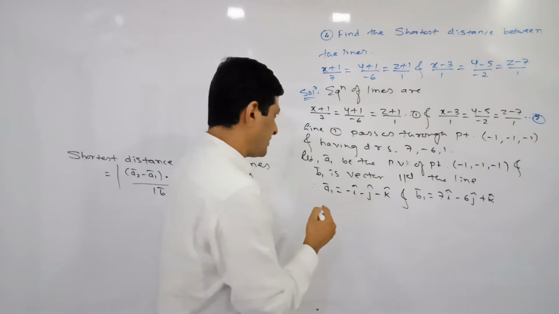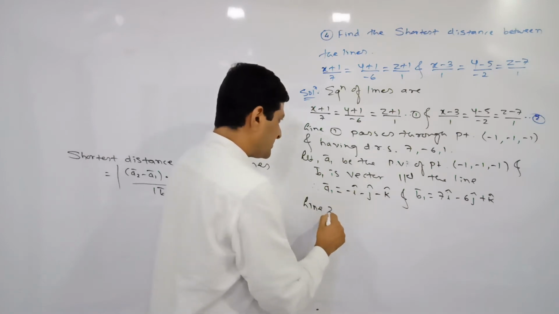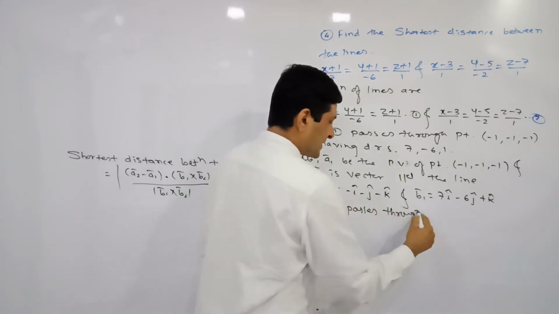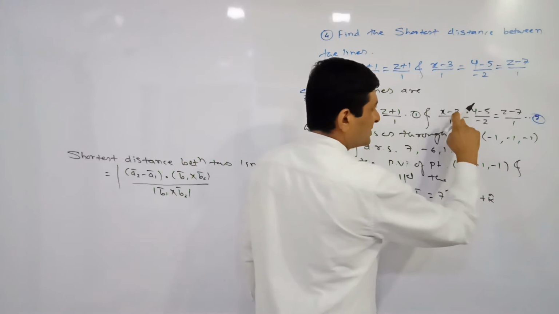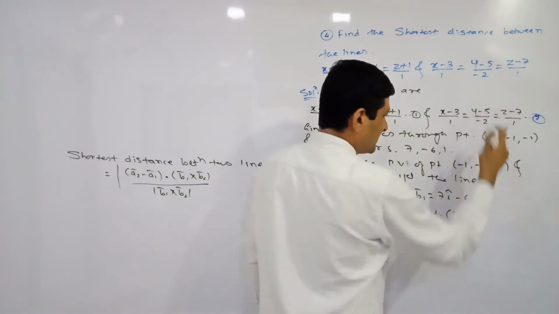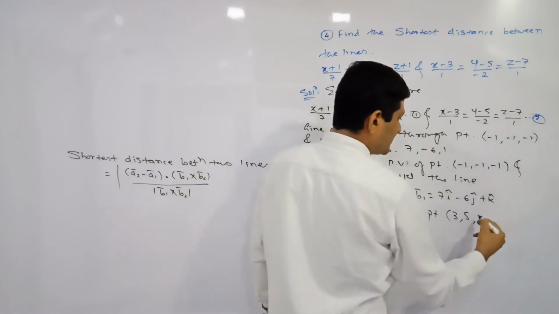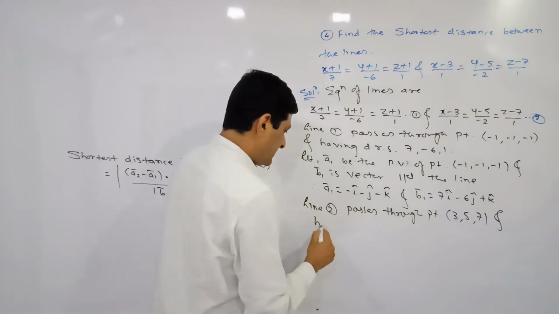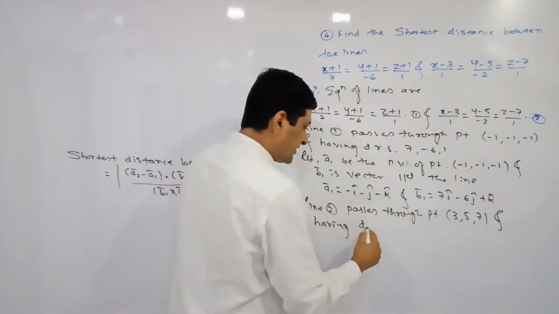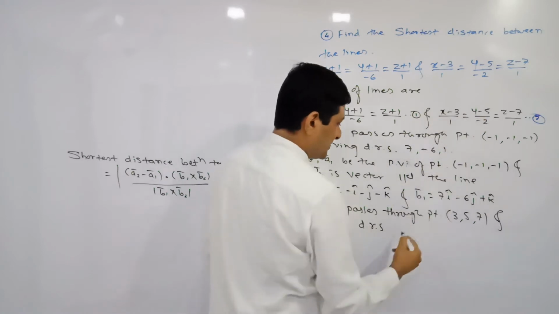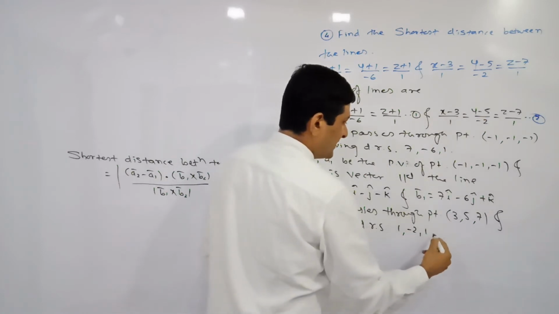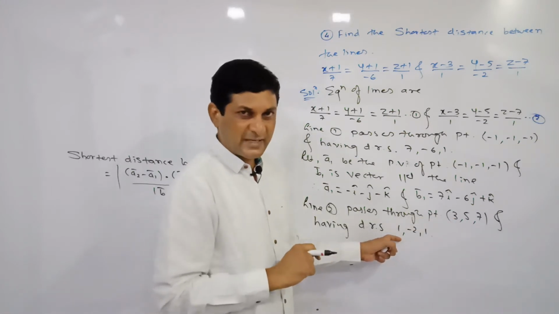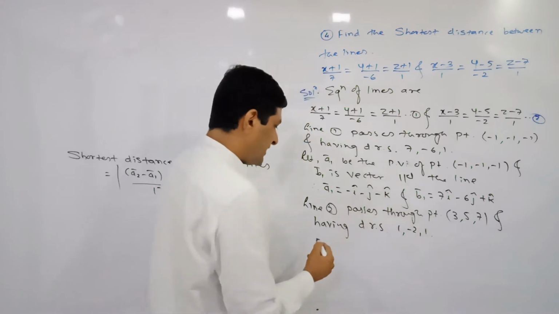Now observe the second equation of line. Here we can say that the second line passes through a point. What are the coordinates of that point? Here -3 is there, so take +3. -5 is there, so take +5. -7 is there, so take +7. It passes through this point and has direction ratios. What are the direction ratios here? 1, -2, 1. Now denote the position vector of this point by A2 bar and the vector parallel to the second line by B2 bar. So we'll get the values of A2 bar and B2 bar.